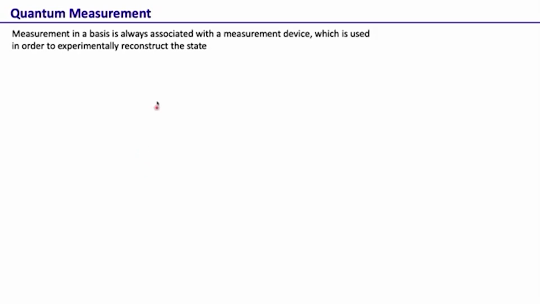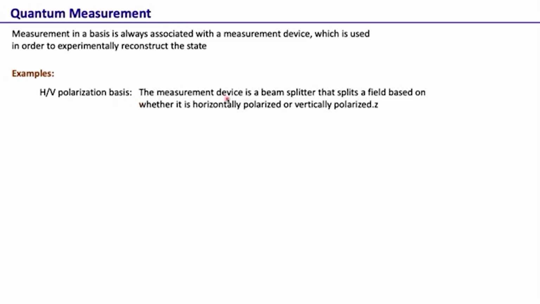Okay, so now when we talk about quantum measurement in a given basis, it is always associated with a measurement device, which is used in order to experimentally reconstruct the state when we don't know the state. So for example, if we are working in the horizontal-vertical polarization basis, the measurement device is a beam splitter that splits a field based on whether it is horizontally polarized or vertically polarized. Here this is a polarizing beam splitter in the horizontal-vertical basis, and the way it works is that if you have a vertically polarized photon coming in, it will send it this way, and if there is a horizontally polarized photon coming in, then it will send it that way.